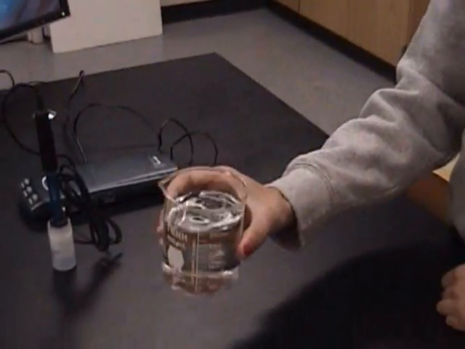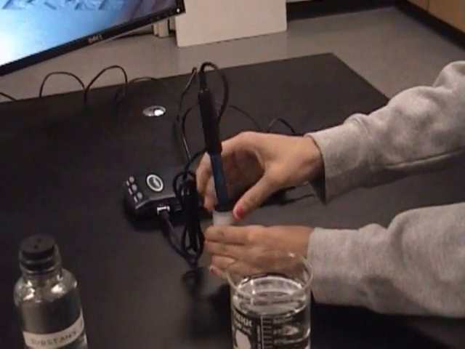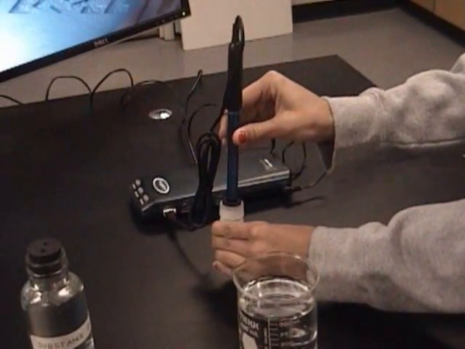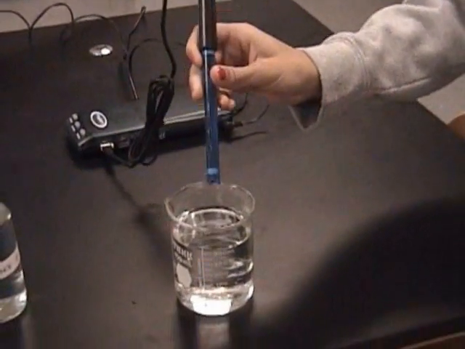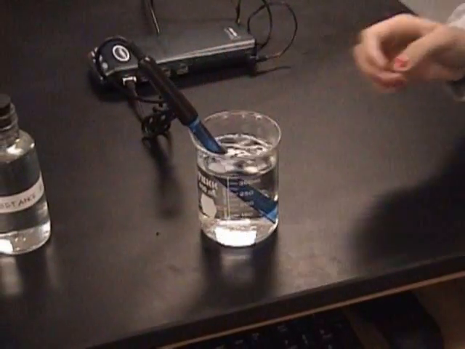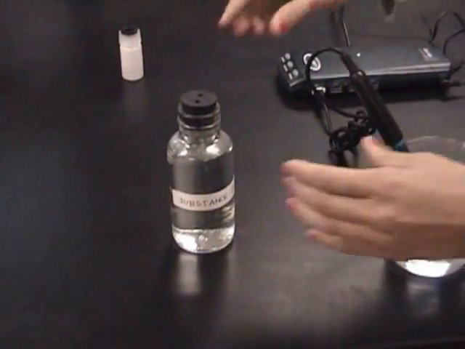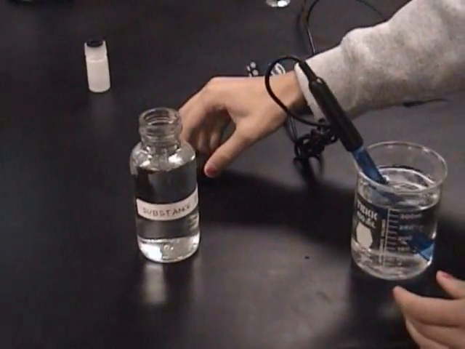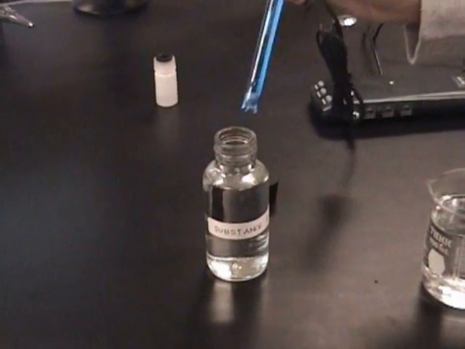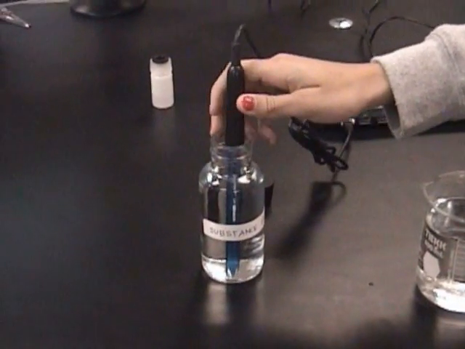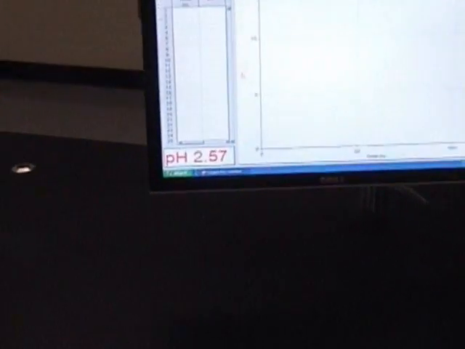Get a beaker of distilled water. Unscrew the lid of the saline bottle and pull out the pH sensor. Rinse the sensor in the distilled water. Dip the sensor in the substance and record the pH reading from the computer screen.